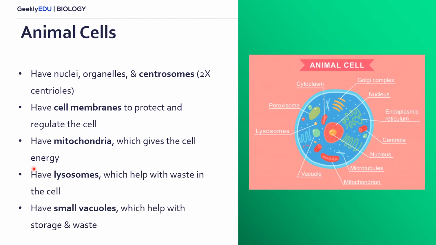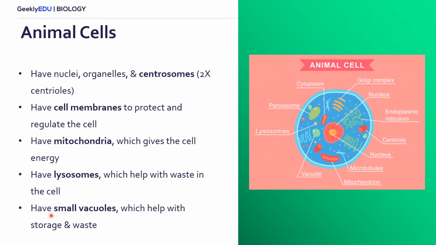Then animal cells have special organelles called lysosomes, and these are important to help with waste and export toxins within the cell. And these are going to be really small little organelles, and there are going to be multiple of them throughout the animal cell.